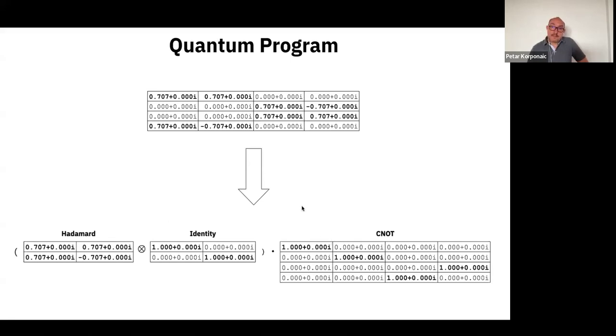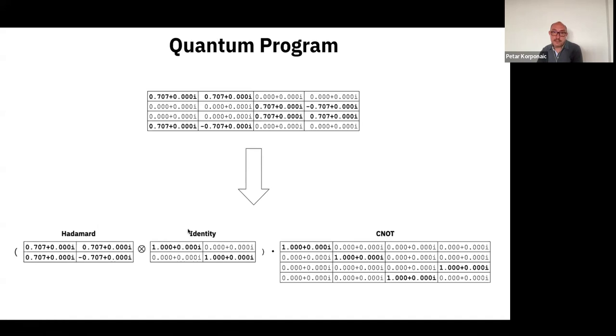And in this example, I decomposed this matrix into a set of matrices. So we have two 2x2 matrices, and in quantum computing, matrices have names. For example, this matrix is called Hadamard. This is identity. Of course, everybody knows the identity matrix, and this is the controlled-NOT matrix. So I decomposed this quantum program into 3 matrices: Hadamard, identity, and CNOT.